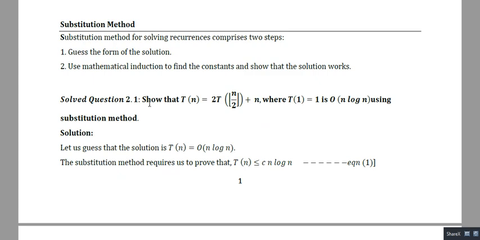So T(n) is equal to 2T(floor of n by 2). We can ignore the floor function, as I have already told you. So T(n) is 2T(n by 2) plus n.